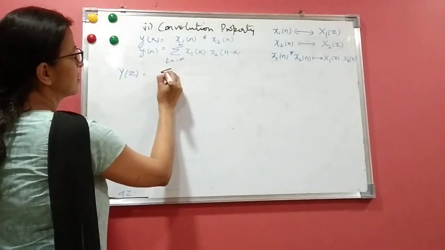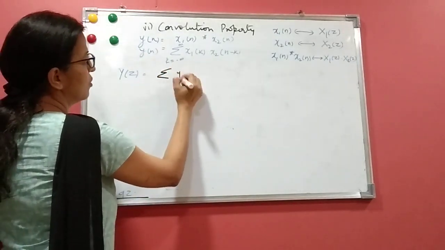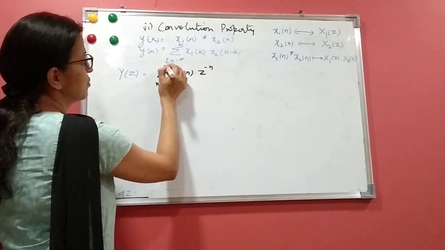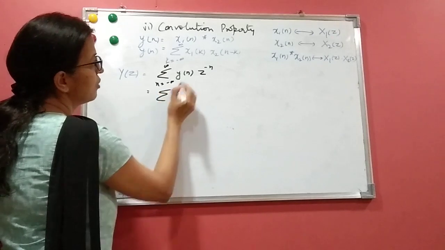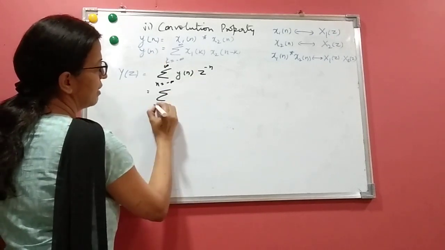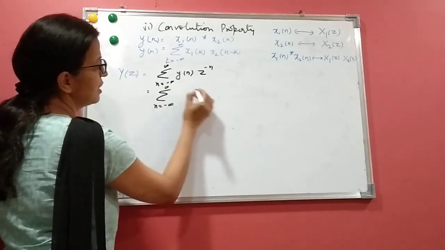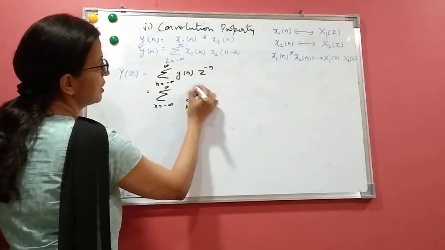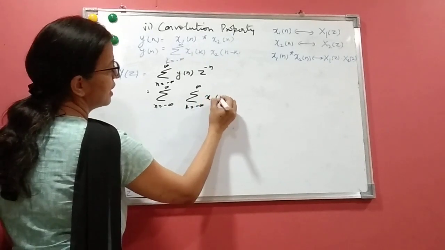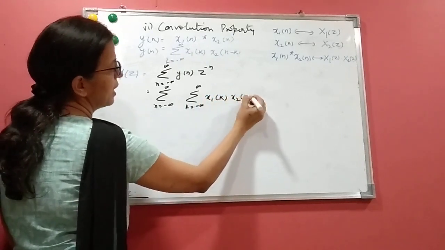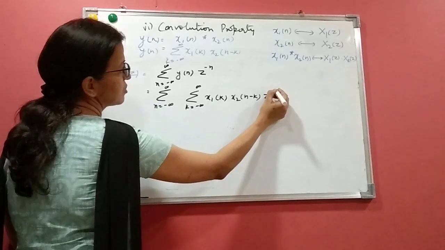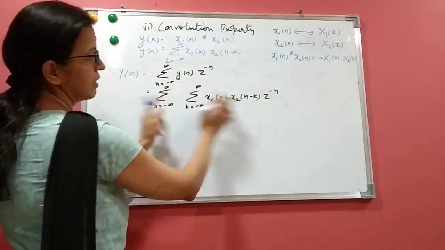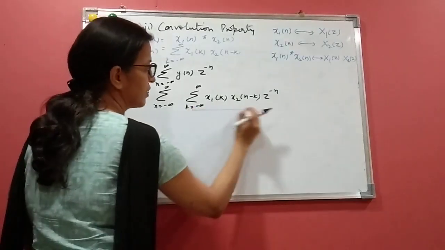So y of z equals summation of y of n, z raised to minus n, n is minus infinity to infinity. Now putting the value of y of n, I get the summation over n from minus infinity to infinity, and again a second summation over k from minus infinity to infinity, of x1k x2 n minus k z raised to minus n. So this is nothing but y of n.